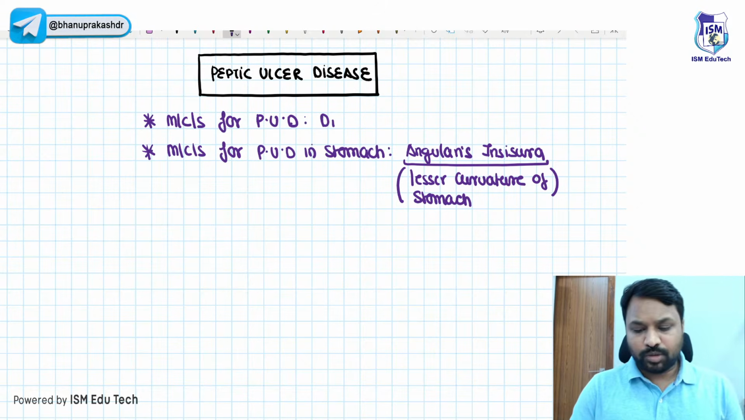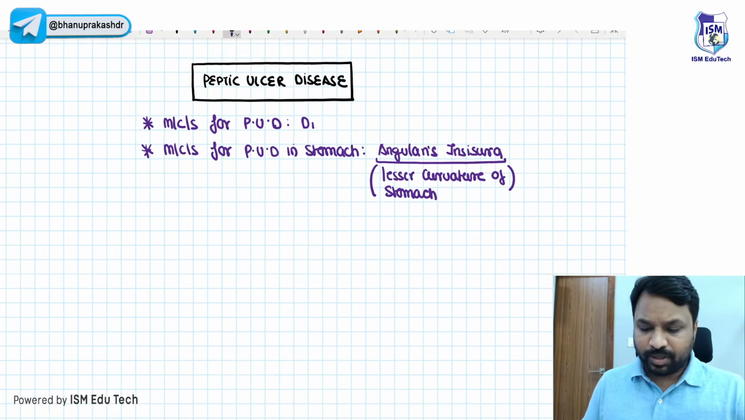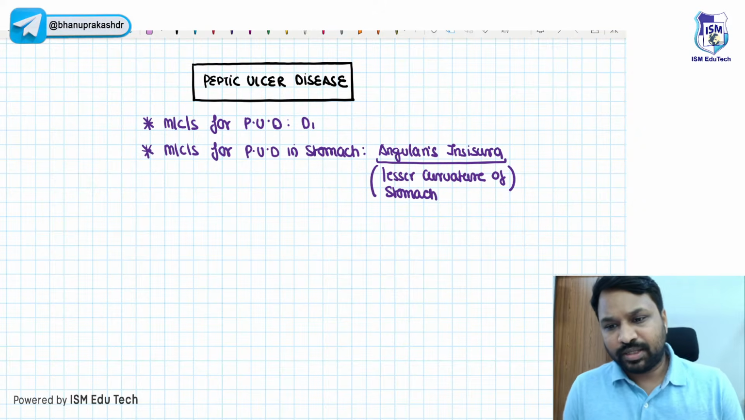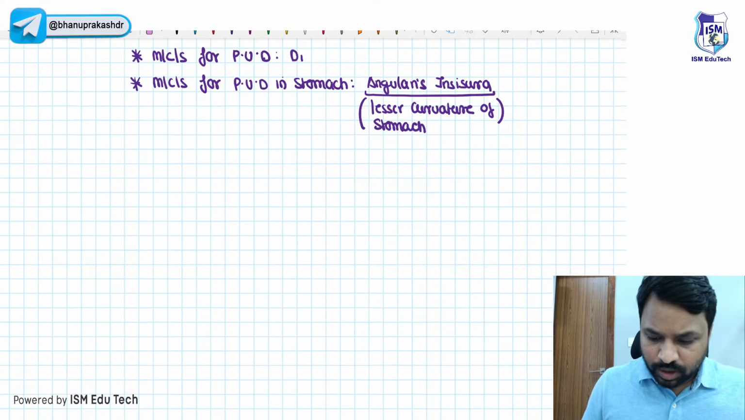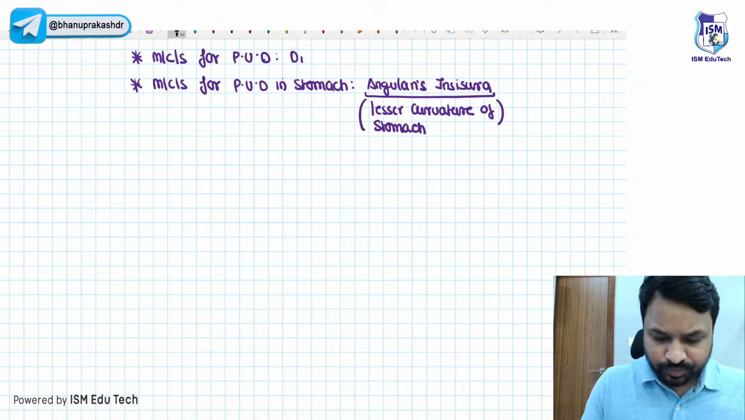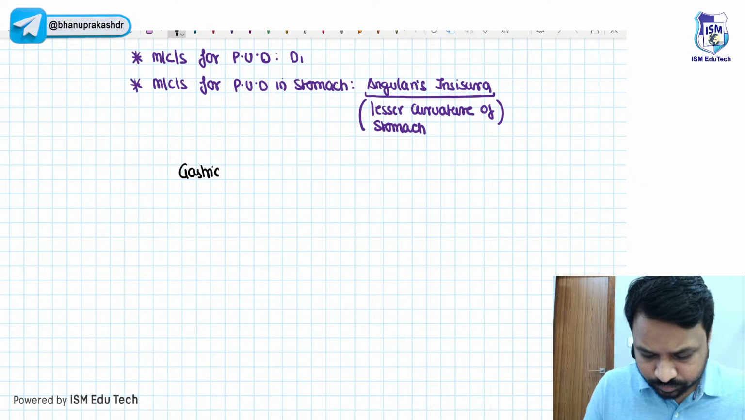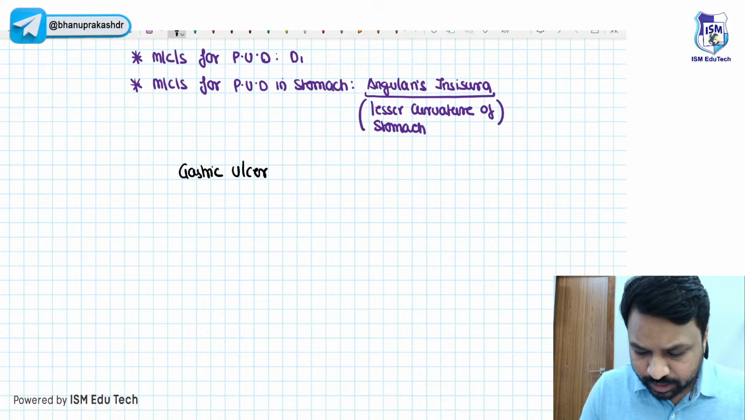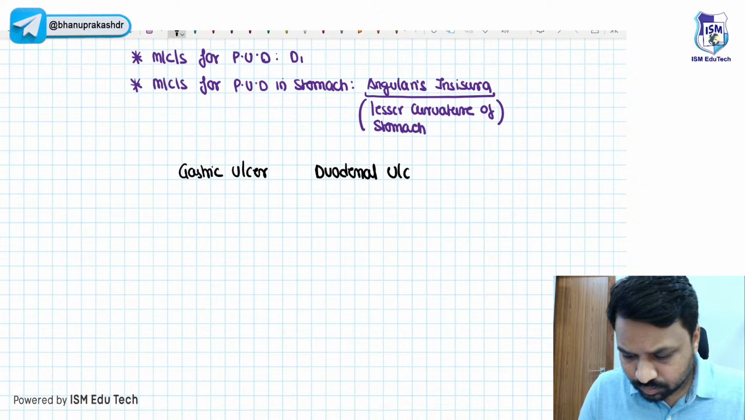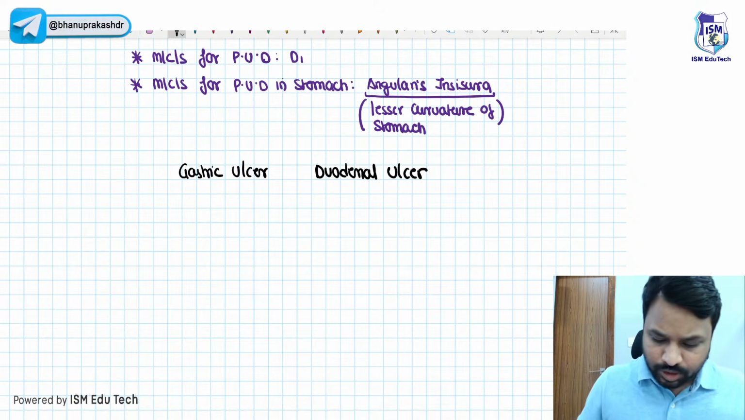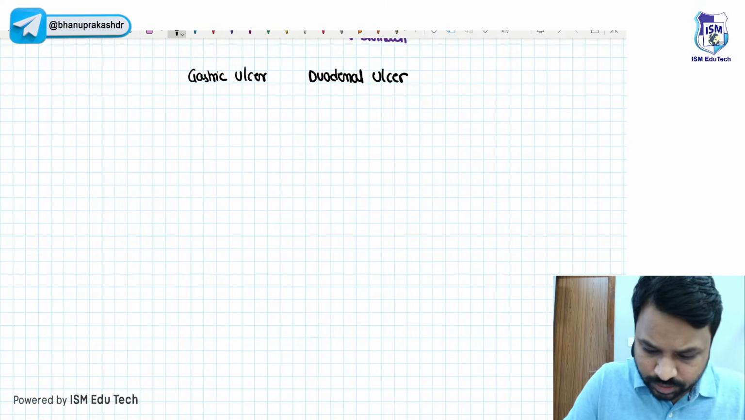So the most common site for peptic ulcer disease is the first part of the duodenum. The most common site for peptic ulcer disease in the stomach is going to be the angularis incisura of the stomach, right? Now, what I'll do is take a comparison between the gastric ulcer and the duodenal ulcer and see across.